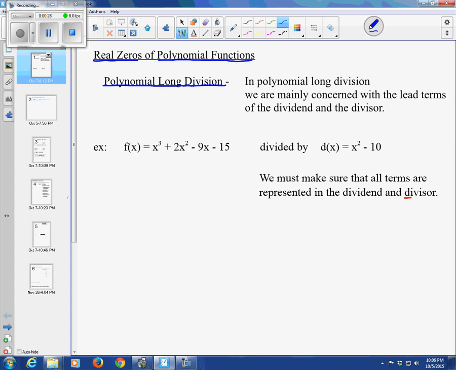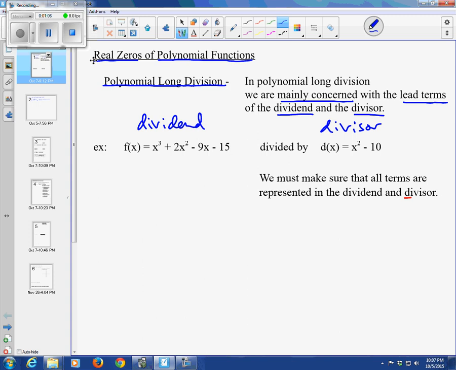Alright, so when we talk about polynomial long division, we are mainly concerned with lead terms of the dividend and the divisor. So right here, for our example, we have f of x equals x cubed plus 2x squared minus 9x minus 15, and that's being divided by our d of x, which is x squared minus 10. Right here, the thing that we're dividing is the dividend, and the thing that we're dividing by is the divisor.